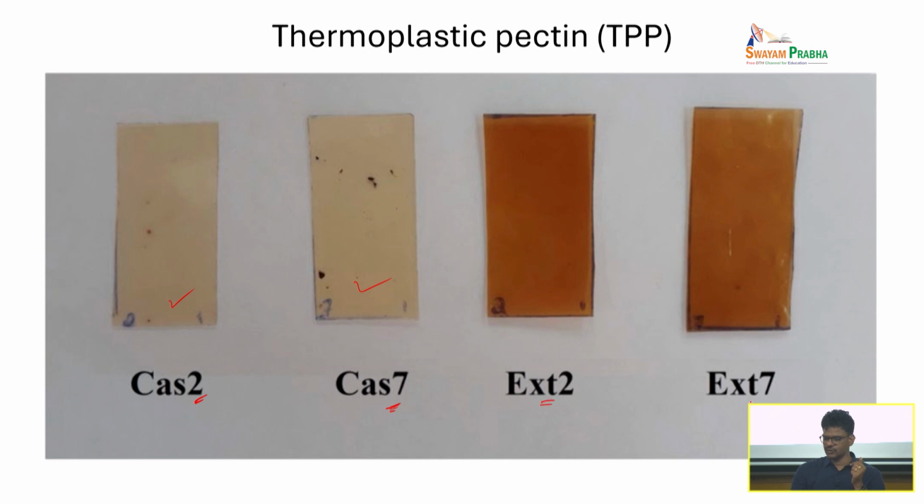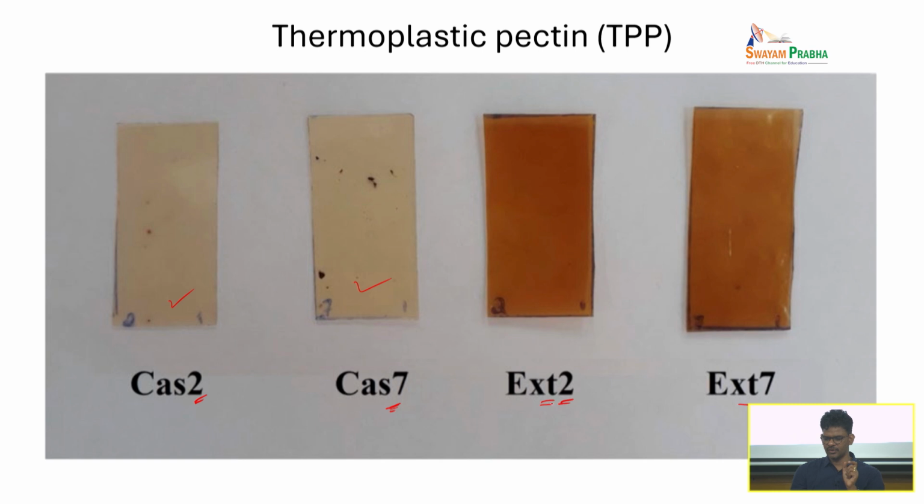Now they have done 2 more experiments which is based on extrusion. So they make this thermoplastic pectin and then they use this hydraulic press to form a film. These 2 are actually made with the 2 different pH of the original solution. Okay, and you can see there is a small color change.